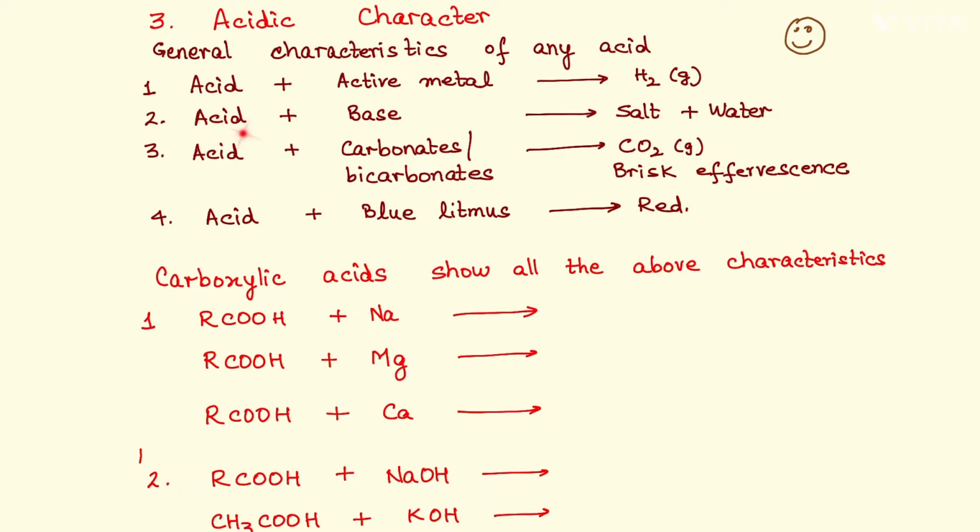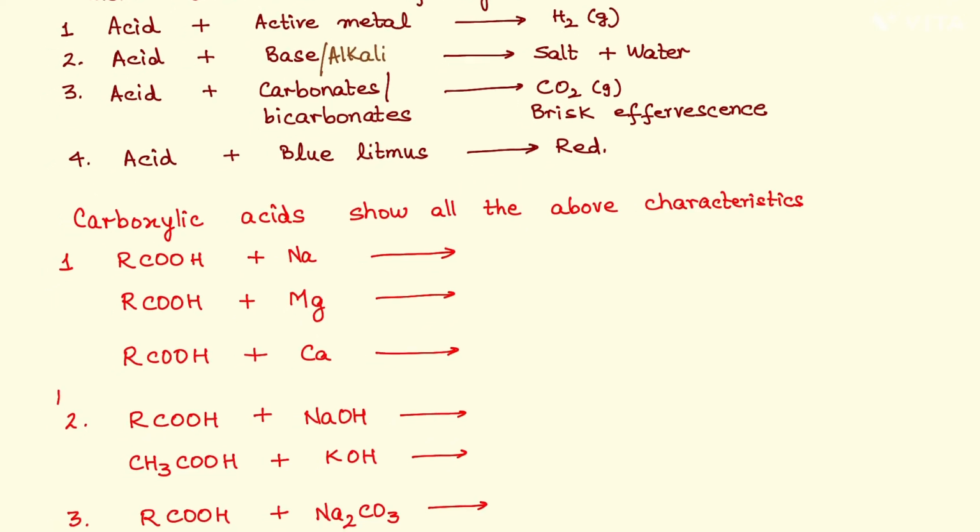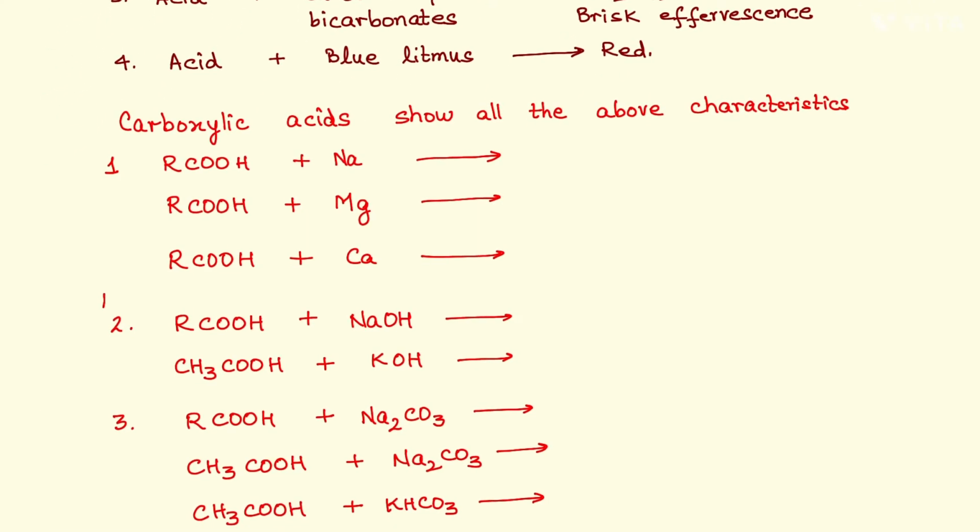Second property of any acid is it reacts with a base or an alkali to give us salt and water, right? Third property of an acid is it reacts with carbonates or bicarbonates with brisk effervescence to release carbon dioxide. So just add vinegar to a pinch of baking soda and you will see that brisk effervescence, that's carbon dioxide, right? Acids turn blue litmus to red. These are the general characteristics of any acid. So carboxylic acids are one set of organic compounds which are able to show all of the above characteristics.